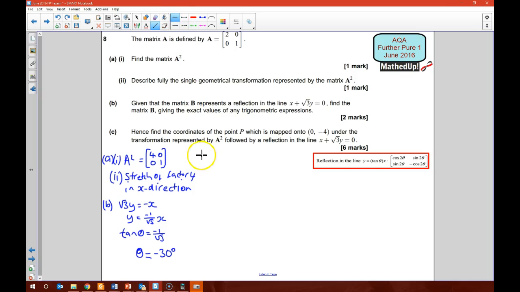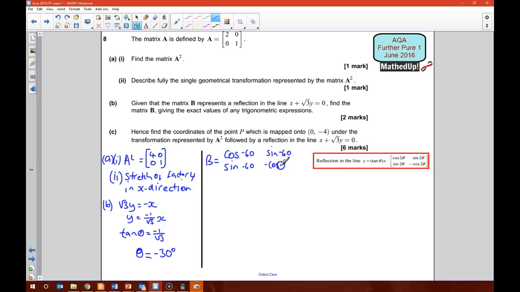So we can now write down that matrix B. That's going to be equal to the cosine of 2 theta, so the cosine of negative 60, sine of negative 60, sine of negative 60, and the negative cosine of negative 60. So that's going to be equal to, the cosine of negative 60 is a half, the sine of negative 60 is negative root 3 over 2, negative root 3 over 2, and negative a half. So that there is what matrix B is equal to.